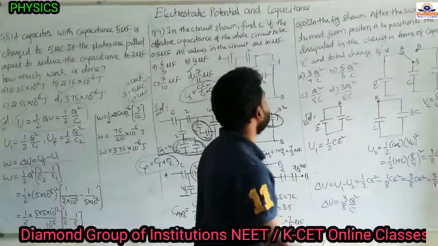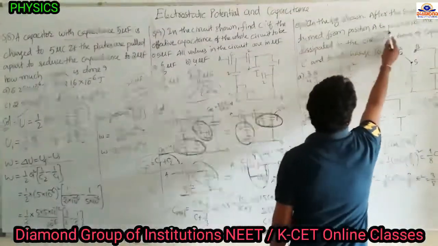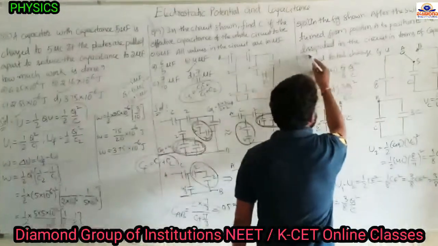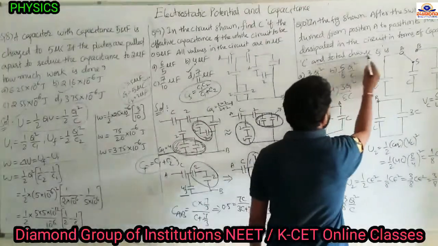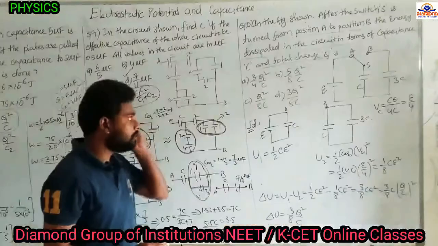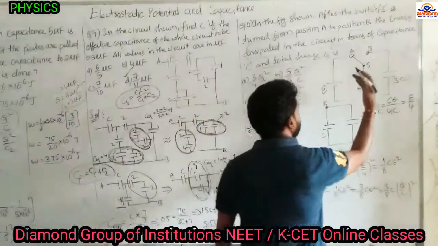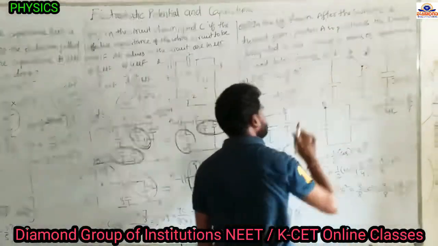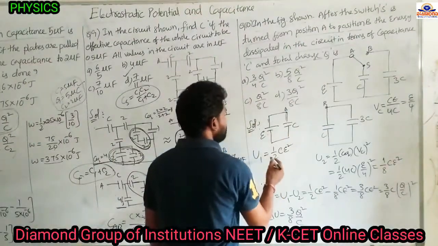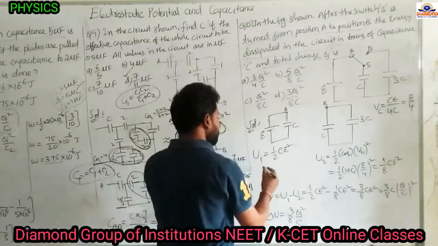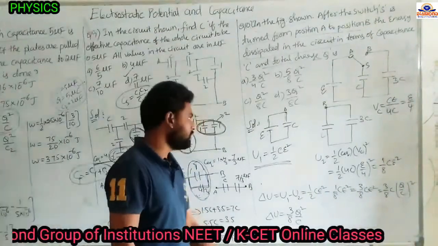Next question, see now. In the figure shown, after the switch S is turned from position A to position B, the energy dissipated in the circuit in terms of the capacitance C and the total charge Q is... Okay, in terms of C and Q we have to find. So initially the switch is connected to the A position, then energy stored in the capacitor U1 equal to half C E square.